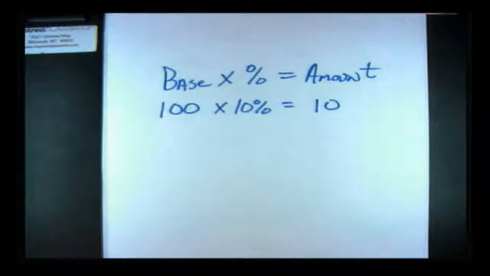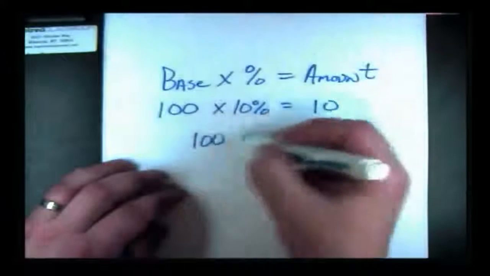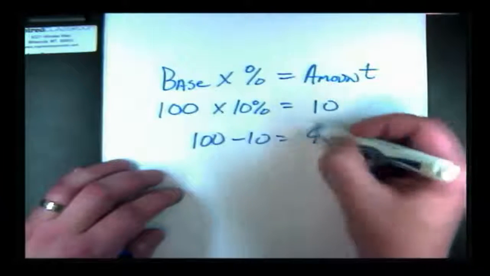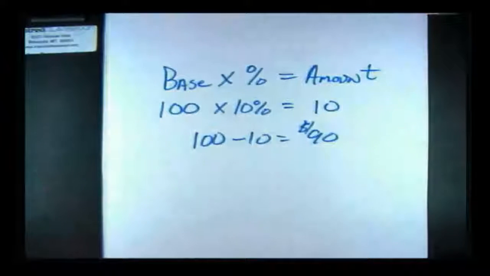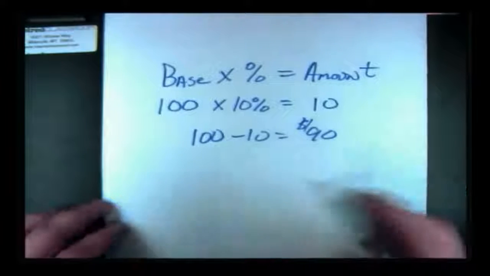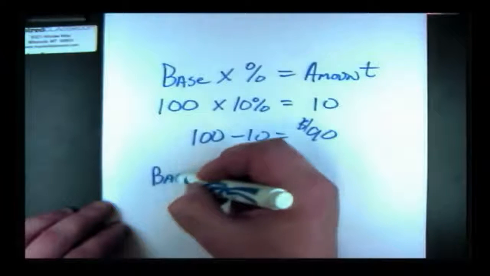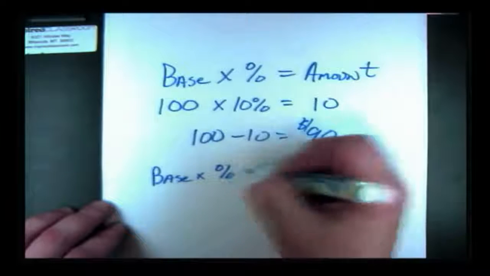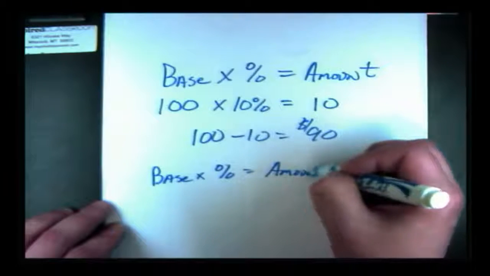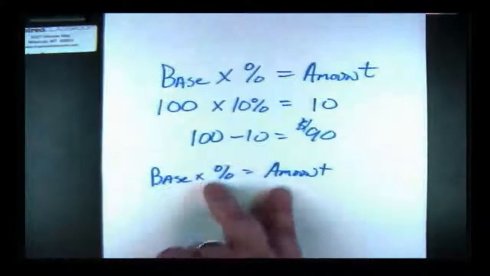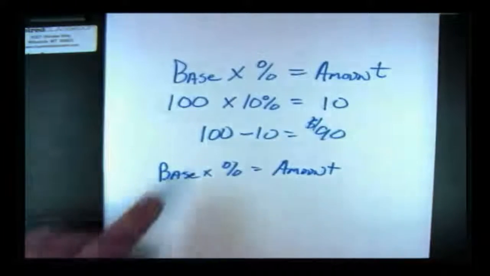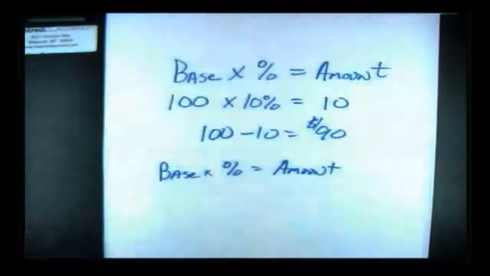Notice I didn't ask you what you're going to pay. I asked you what you're going to take off of your bill. There's no 90 in this formula, but the 100 starting minus the 10 is how you end up with the sale price of our shoes. But if I make sense of this formula, this means that with any numbers, they're going to be giving me either a base and a percent, and ask me for an amount. Or they'll give me an amount and a percent and ask me for a base. Or they'll give me a base and an amount and ask me for a percent.